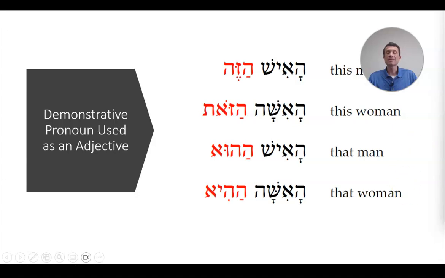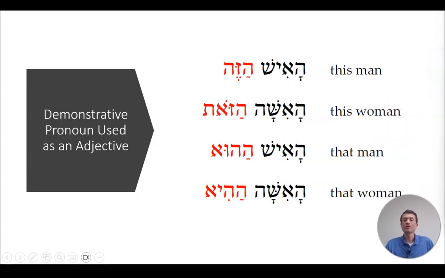So here's just some examples of what this might look like. You have ha'ish hazeh, this man. This is an adjective use. See how it agrees in gender, number, and definiteness with the noun it modifies, and it comes after the noun it modifies. Very literally, this is the man, this one. They both have the definite article on it. In English, we leave the definite article off, and we just say this man. We don't say the this man.